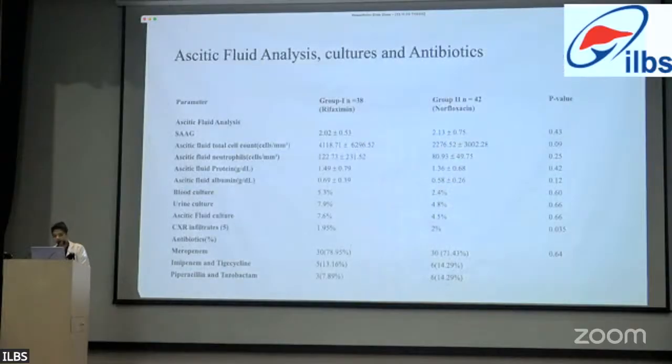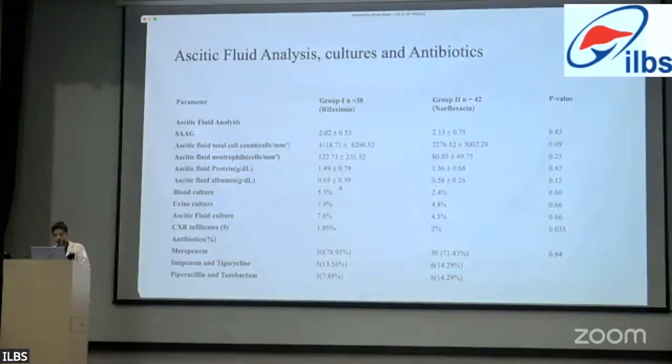Now, ascitic fluid analysis, cultures and antibiotics. The ascitic fluid total cell count, since it was an SBP cohort at presentation, was high, 4,000 and 2,200, with predominant neutrophils of 122 and 80% in the norfloxacin arm.